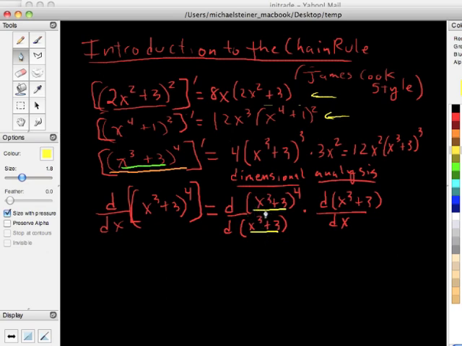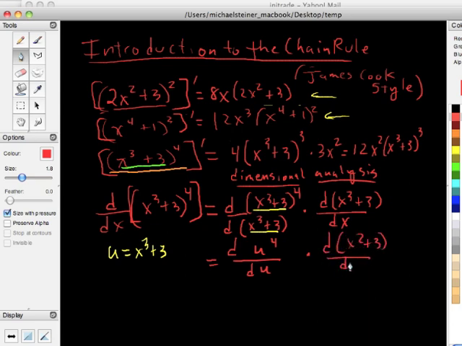I like to think of it that way because when we do this, let's write this as u. So u is equal to x to the third plus 3. The derivative of u to the fourth with respect to u, and then we do this times the derivative of x to the third plus 3 with respect to x.